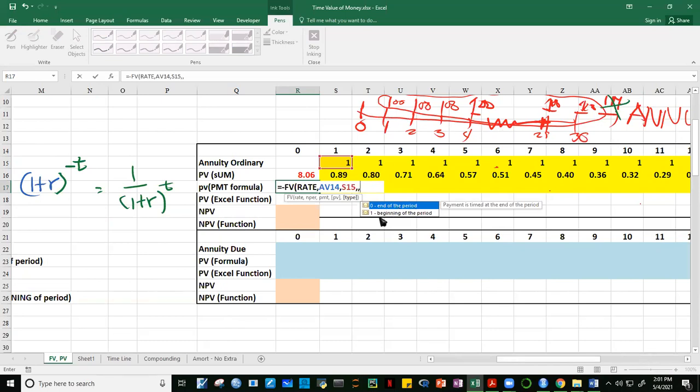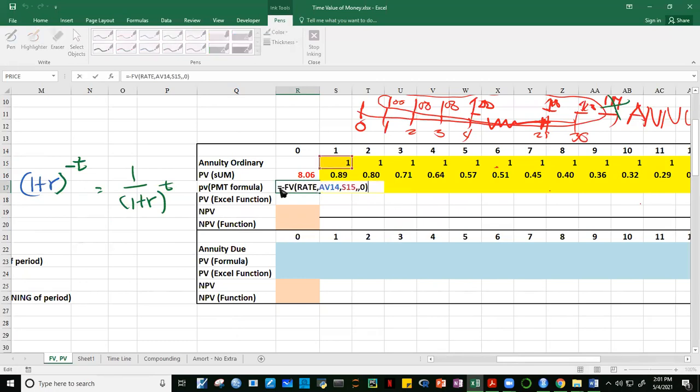Ito na guys yung type. What type of annuity is this? Is this annuity ordinary, which is end of the period, or annuity due, which is beginning of the period? So ano siya guys? 0 or 1? 0, sir. 0. End of the period, no? So, 0 stands for ordinary annuity. So we can type here 0 or you can just leave it blank kasi pag blank, 0 yon. Okay, so close natin to. Control enter.